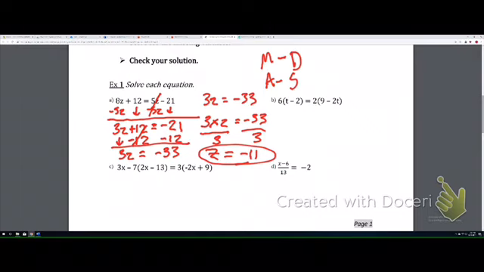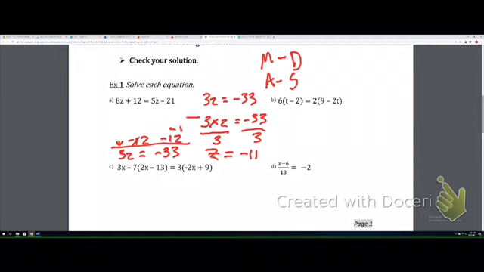The last step in solving equations was to check our solution. What we're going to do is fully check these solutions. So I'm going to erase all this.